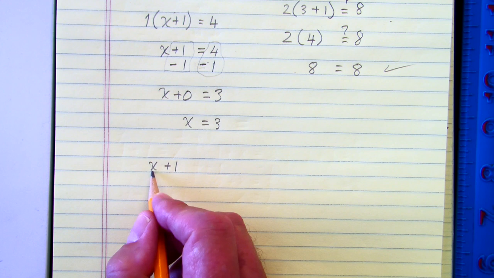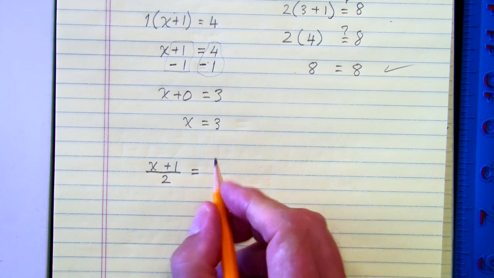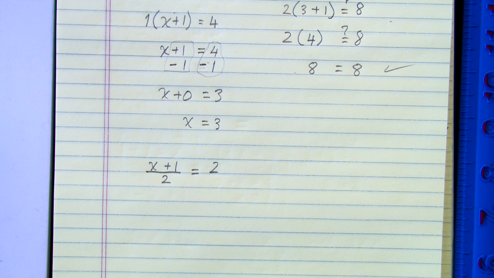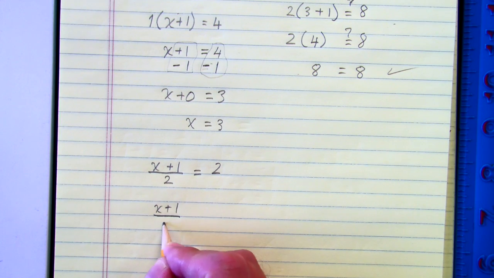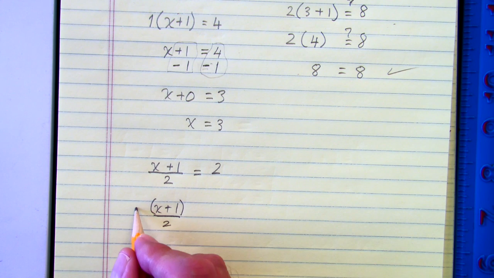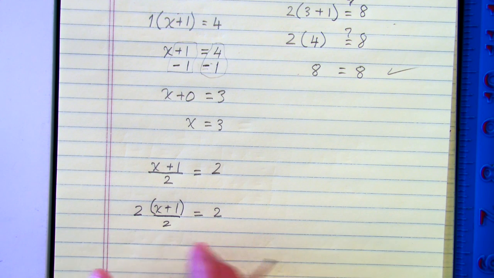X plus 1. How about that now? The quantity of x plus 1, if I divide it by 2, will equal 2. So what we're going to do here, I'm going to enclose this in parentheses for clarity, and I'm going to multiply this whole thing times 2. Now, in division, you can rewrite this thusly without changing its value. Okay?